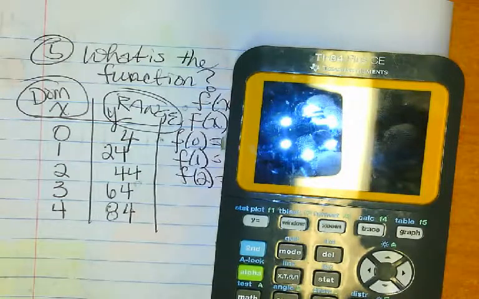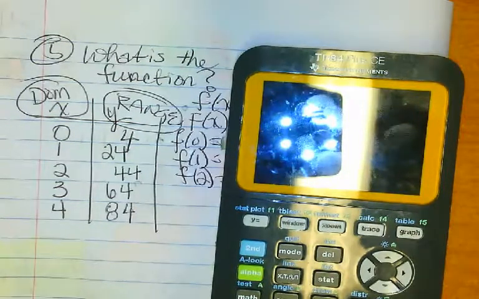Alright, there's a list. The big key point here is make sure you take the full list with you. Your range. So you look at your domain 0, 1, 2, 3, 4, you look at your range 4, 24, 44, 64.